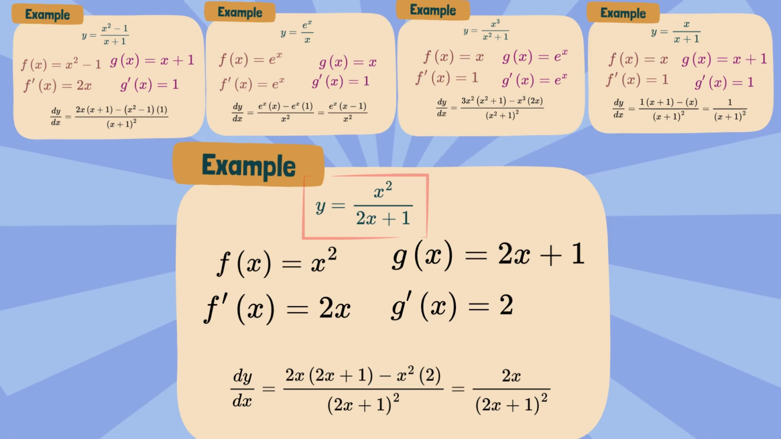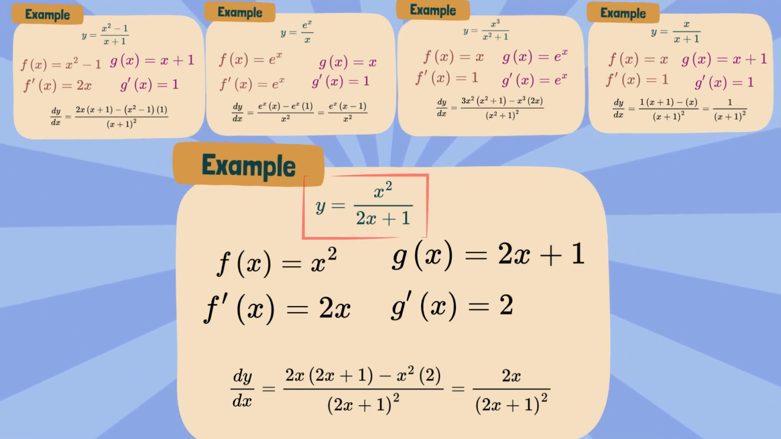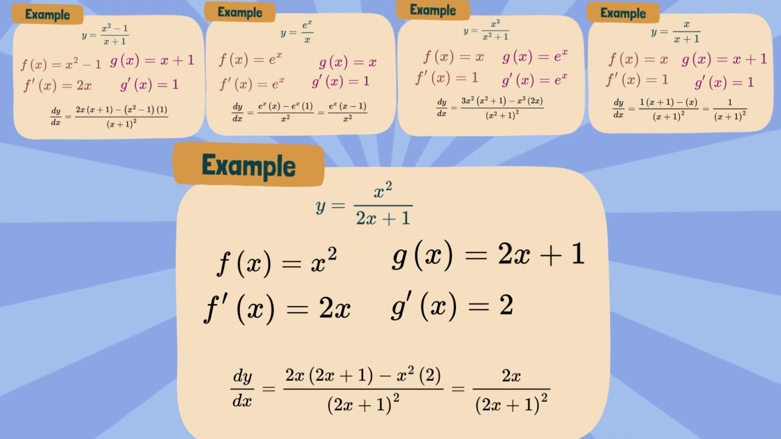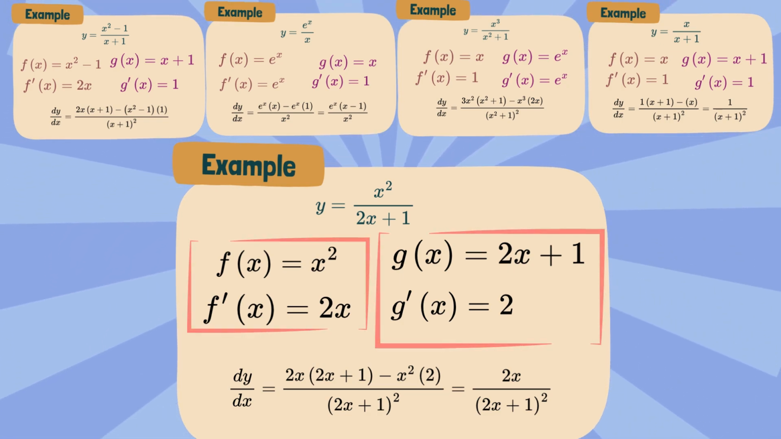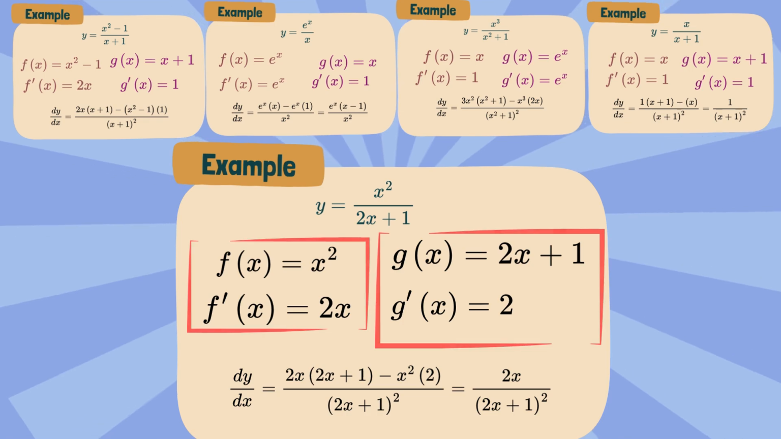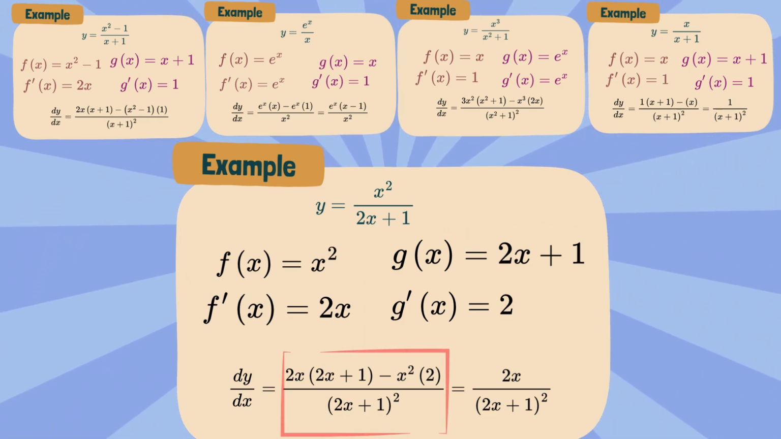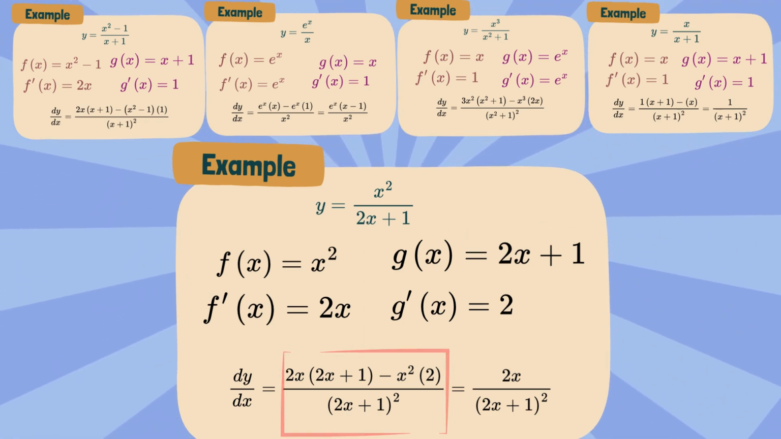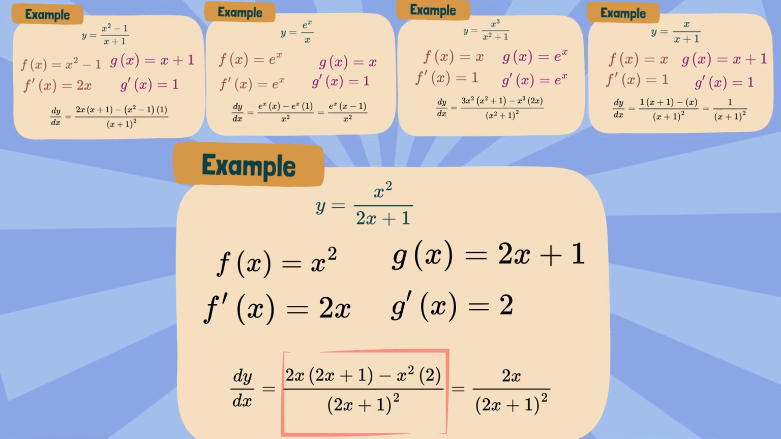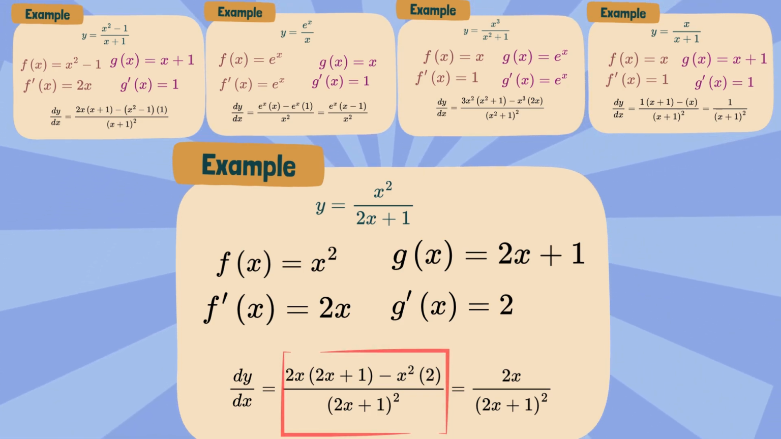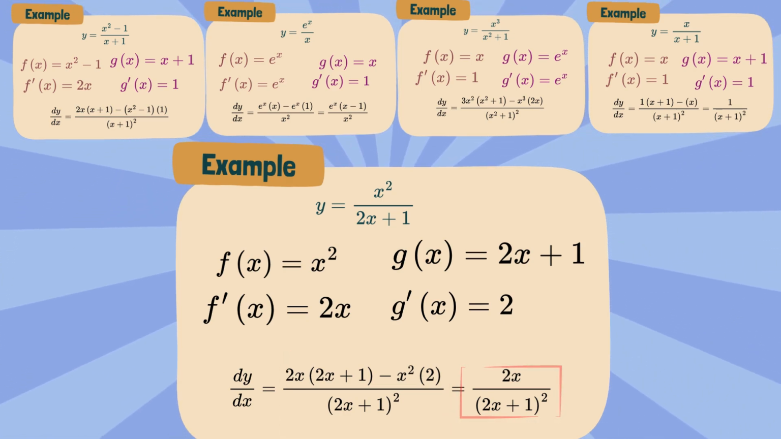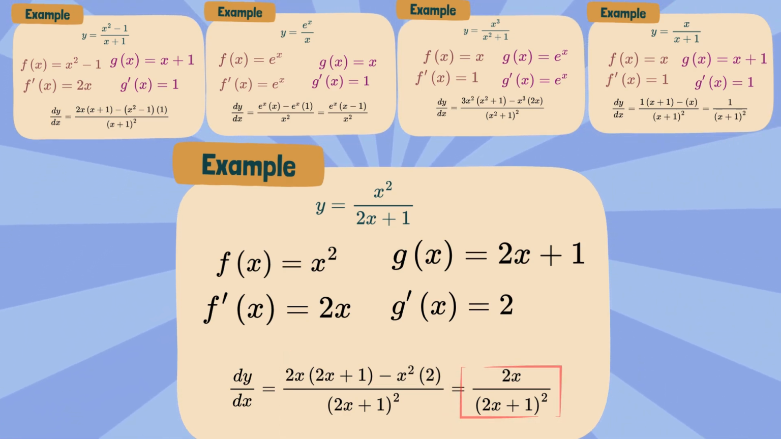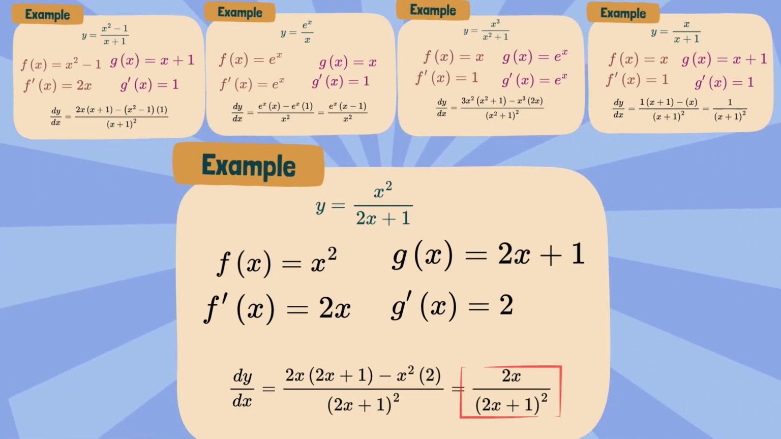For example, y equals x squared over 2x plus 1. The x squared is f(x) and 2x plus 1 is g(x). Differentiate both and combine it in the quotient rule formula. You have to make sure to simplify after making it into the formula form. And the final answer is dy over dx equals 2x over (2x plus 1) squared.